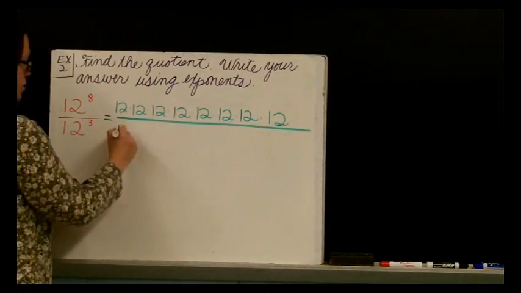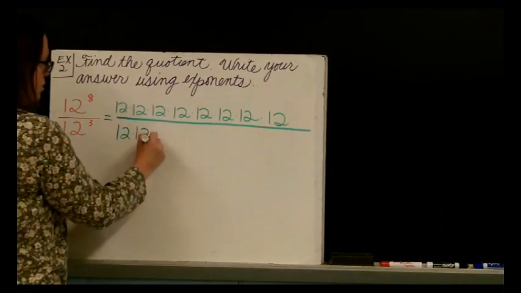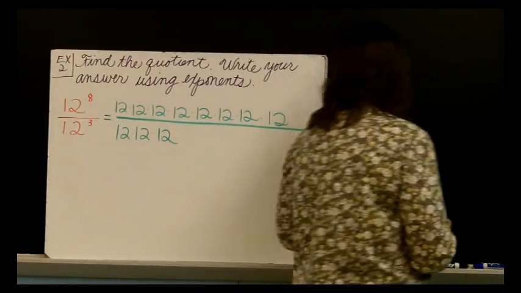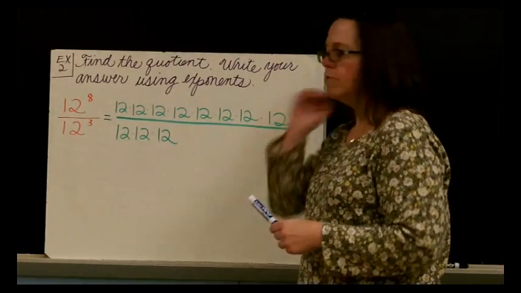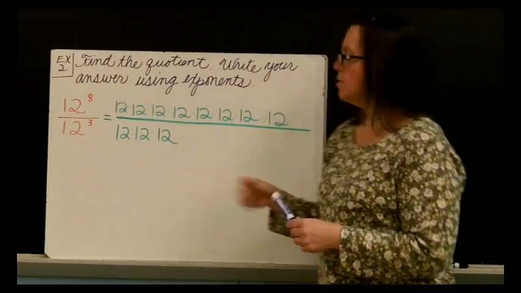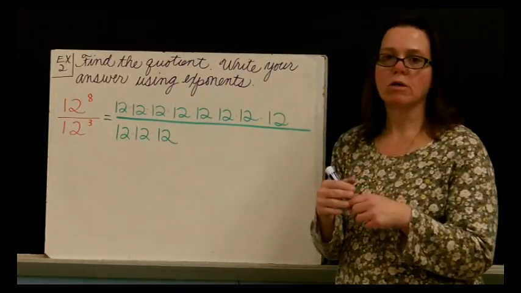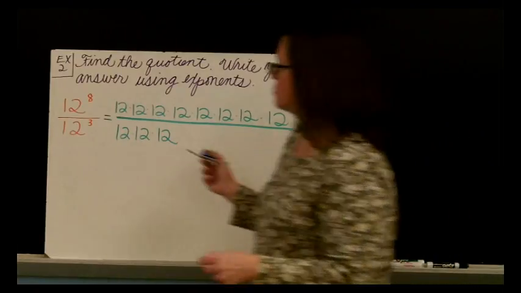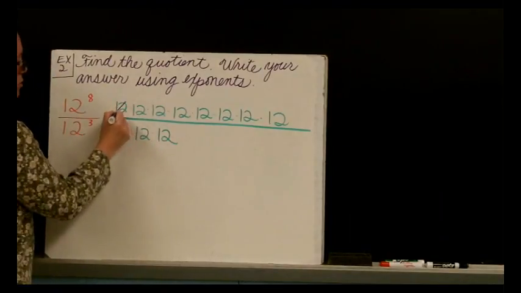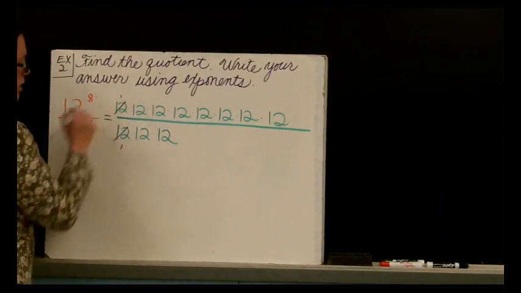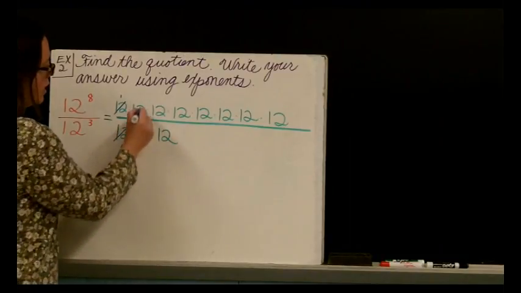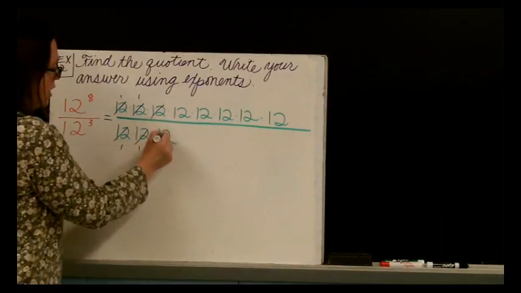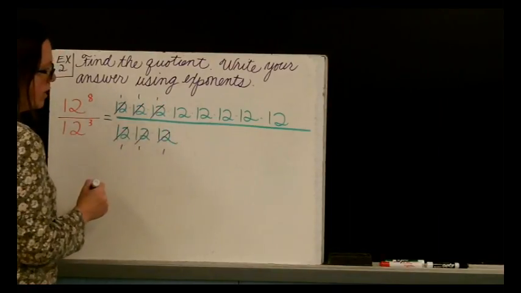And then 12 to the third means 12 being multiplied 3 times. And now we're going to treat this the way we would any other problem in which we can simplify, cancel numbers out, or when we multiply. So in other words, this 12 and this 12 can each go into each other once. Likewise, these two 12s cancel each other out. And these two 12s simplify.